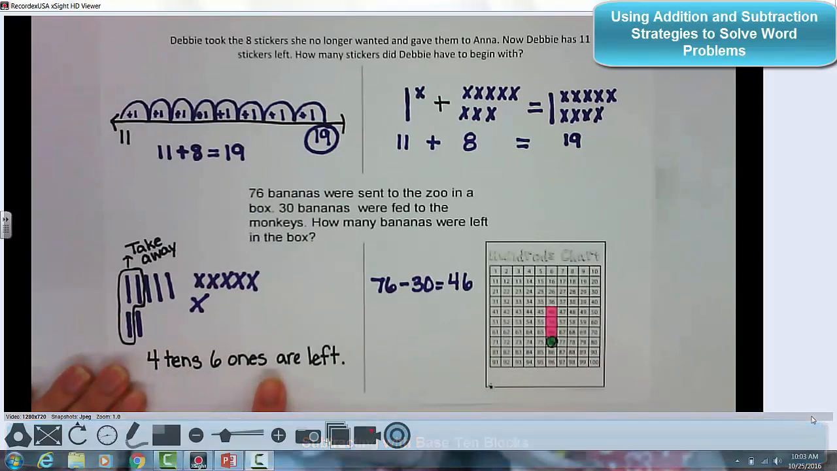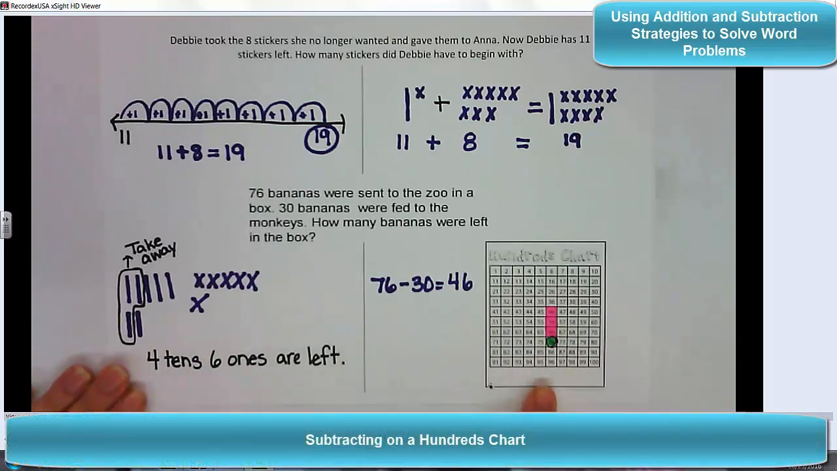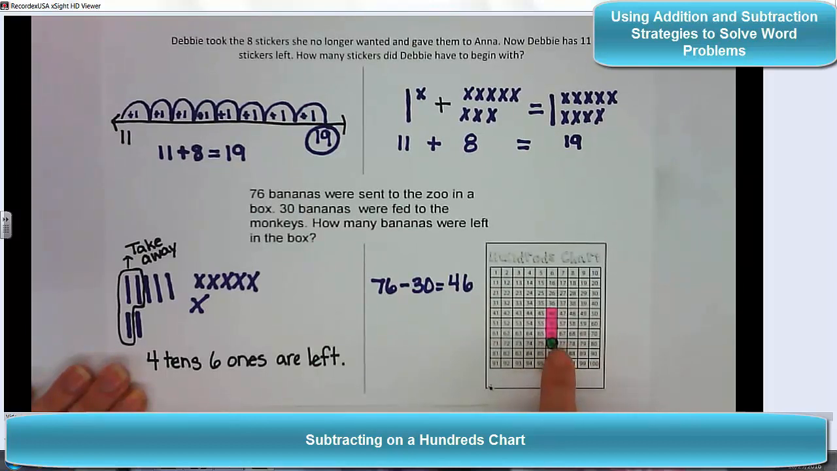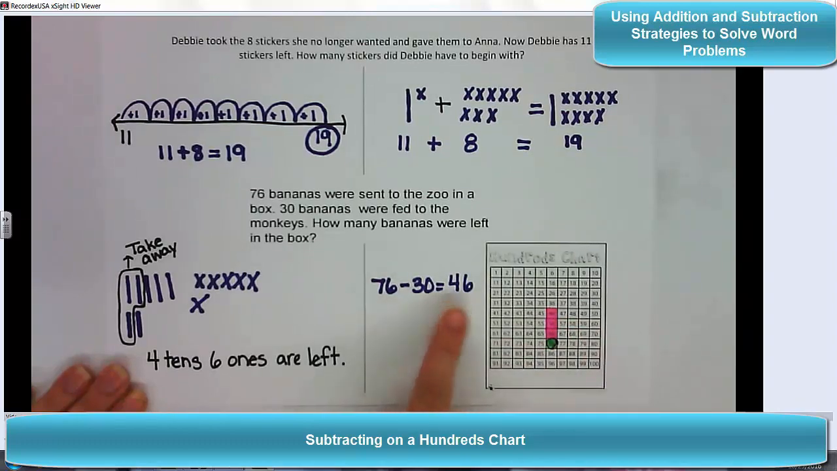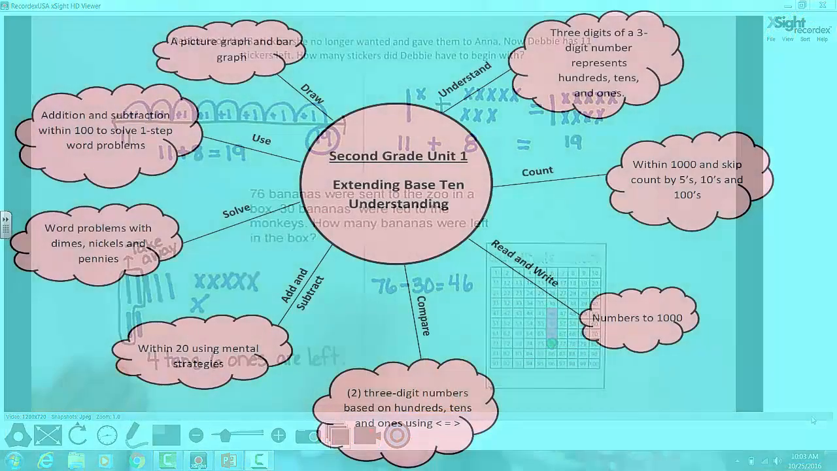Over here, a child is using a hundreds chart to show the subtraction. They find 76 and they are subtracting 30. A child knows that on a hundreds chart, going up is subtracting by 10 each time. So they start at 76 and they go up 3 spaces. When they're finished, their finger is pointing to 46. So 76 minus 30 is a difference of 46.